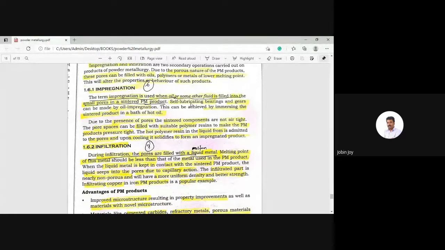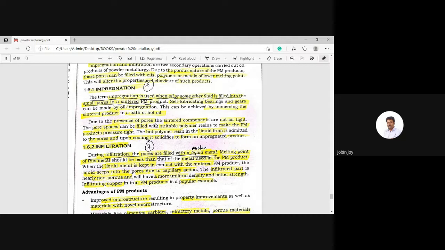So these are the examples. Self-lubricating bearings and gears can be made by oil impregnation. And how can this be achieved? This impregnation can be achieved by immersing the sintered product in a bath of hot oil. So in this way, we can achieve impregnation.